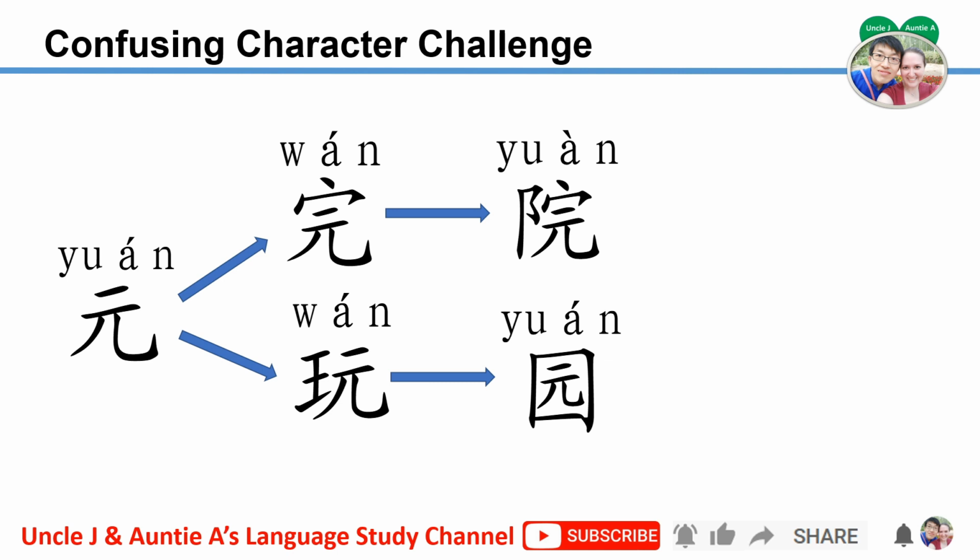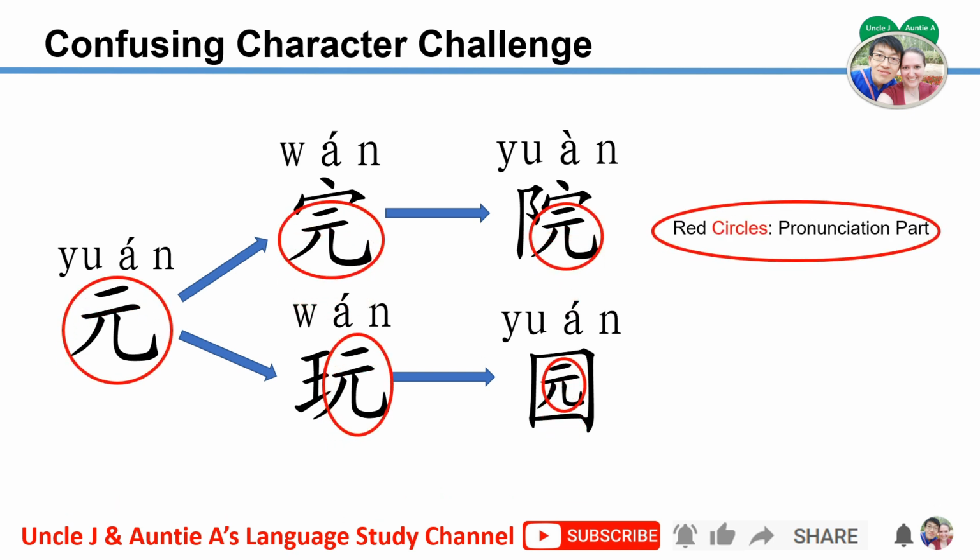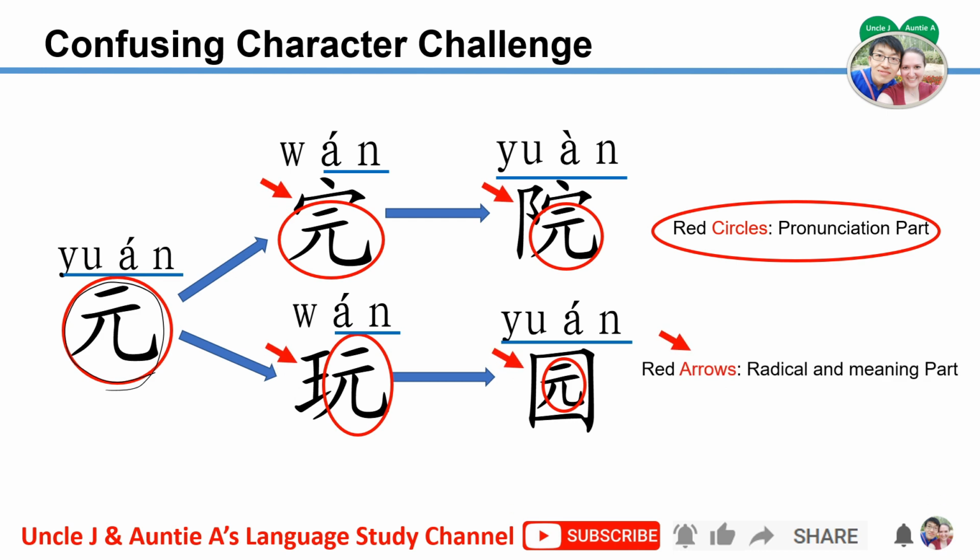Let's get started. So as we can see, these 5 characters share the common part, which is the pronunciation part. The 4 characters on the right all have this common part, yuán, as their pronunciation part. When you see a strange character, most of them have a pronunciation part like this, or the radical, which is the meaningful part. Uncle Jay will explain them to you one by one. So let's see the basic unit first, yuán.